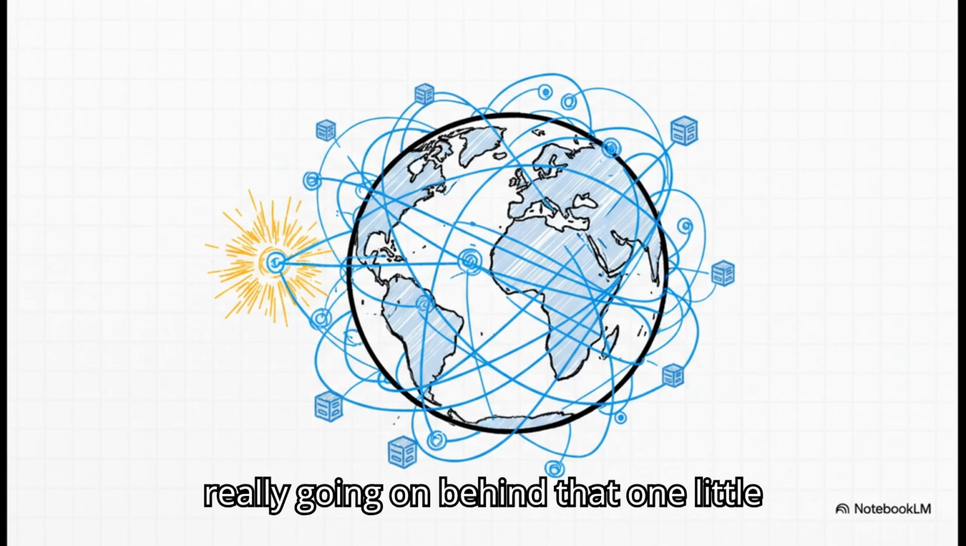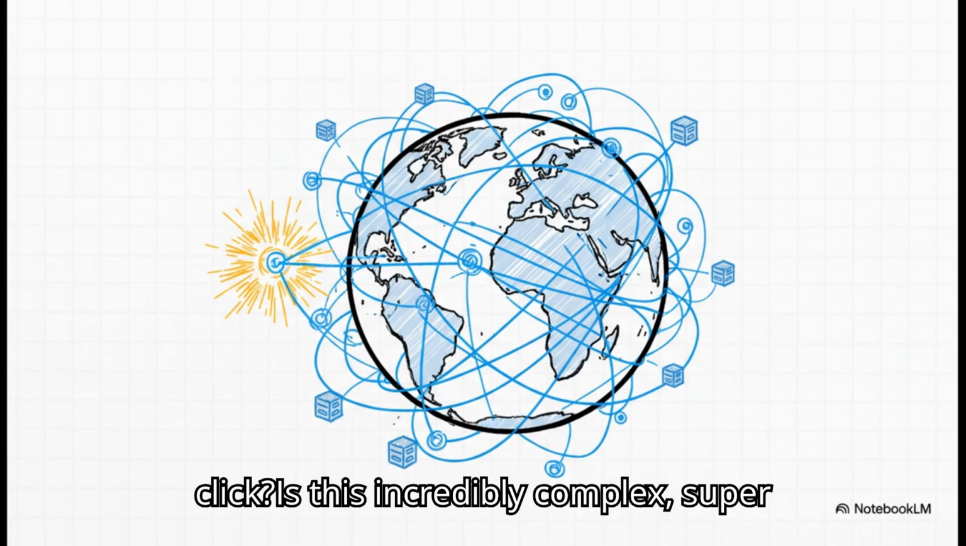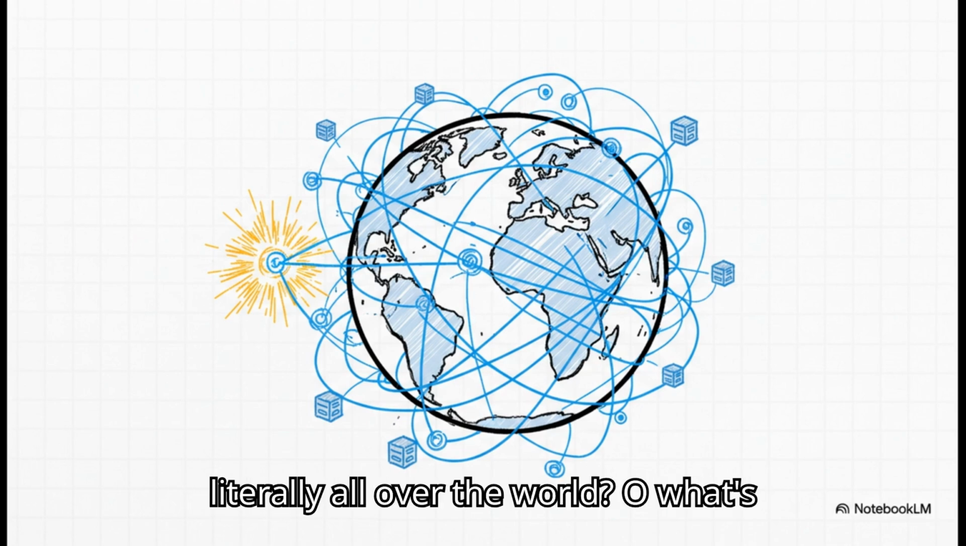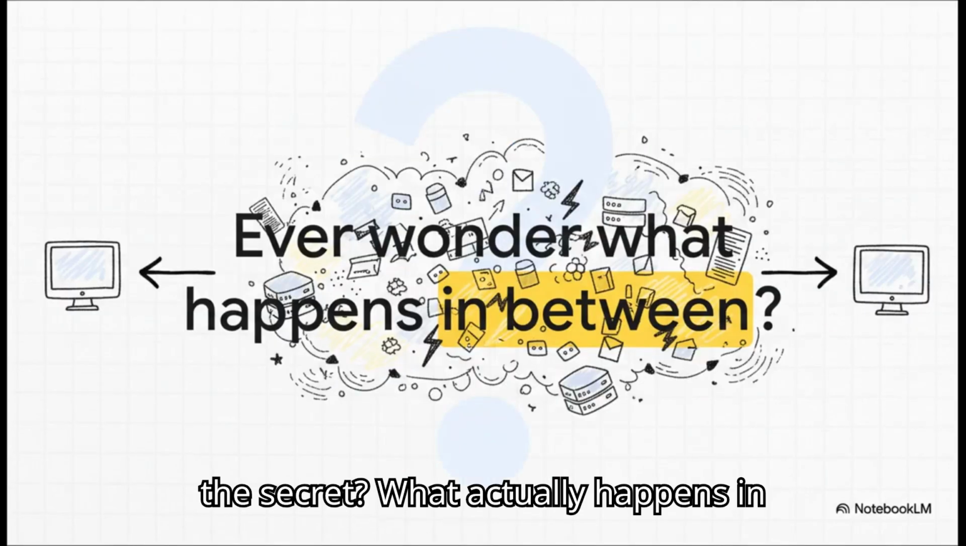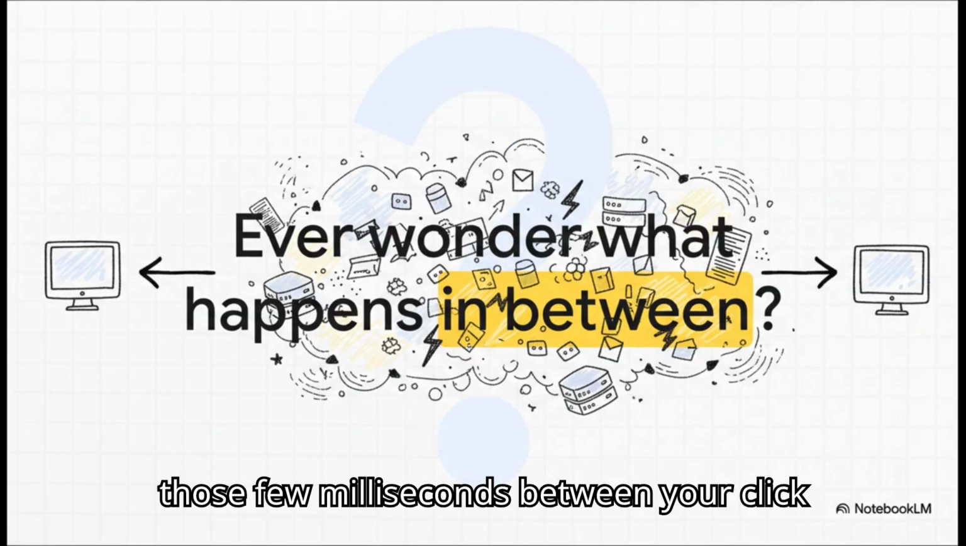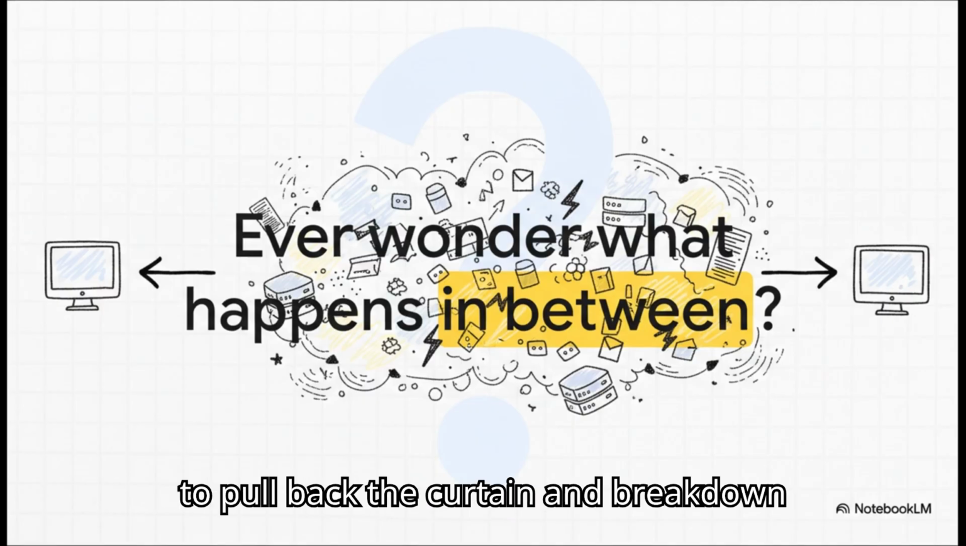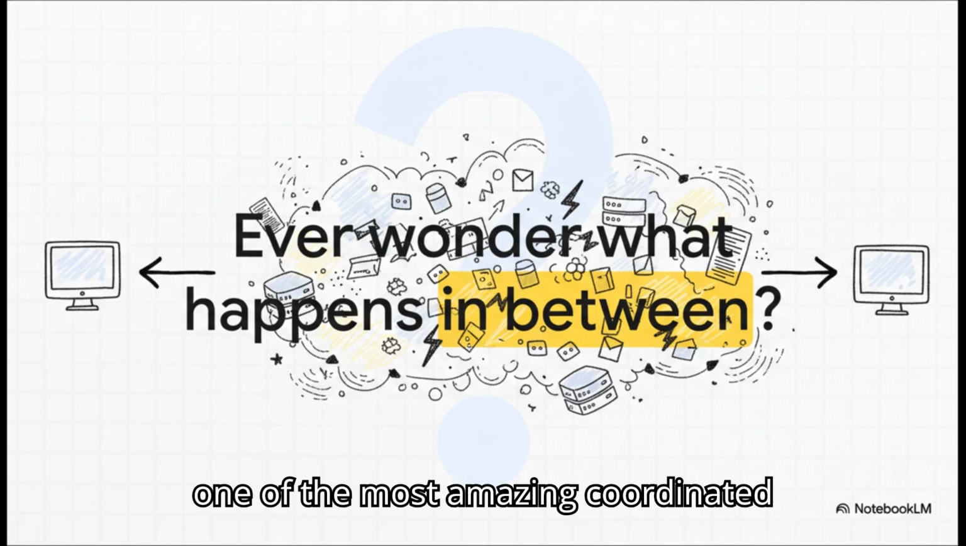But what's really going on behind that one little click is this incredibly complex, super high-speed dance involving computers literally all over the world. So, what's the secret? What actually happens in those few milliseconds between your click and the page loading? Well, we're about to pull back the curtain and break down one of the most amazing coordinated processes of our modern world.